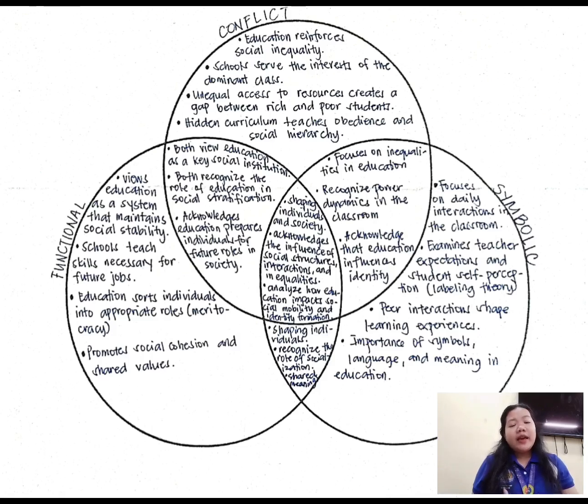Education provides students with essential knowledge, skills, and training required for the workforce. This includes both technical skills, for example in math, science, and literacy, and soft skills, which are teamwork and communication between individuals. Third, the functionalist theory views education as sorting individuals into appropriate roles, or meritocracy.